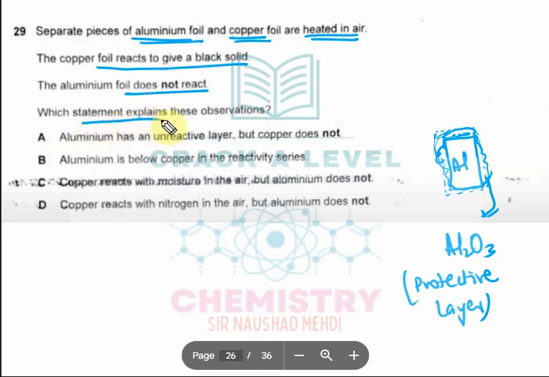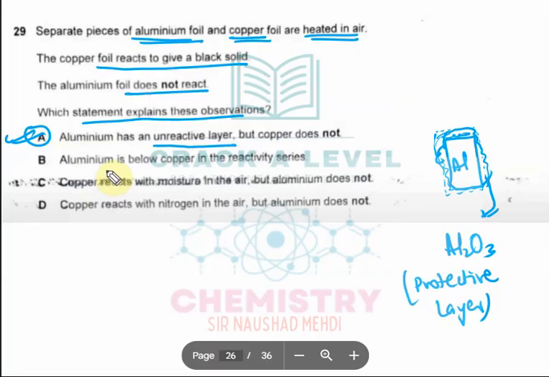So which statement explains these observations? Aluminium has an unreactive layer, but the copper does not. Obviously, we all know that aluminium has an unreactive layer of aluminium oxide, and copper does not have that layer. So option A is the correct answer.